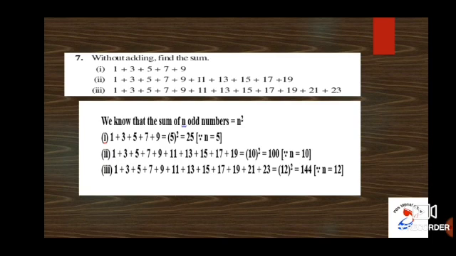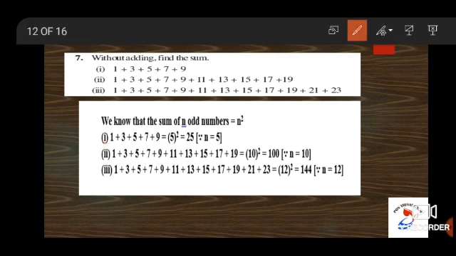We'll move on to the seventh problem. Without adding, you have to find the sum. It's again a very simple problem, children. You have to count the numbers. That is, how many numbers are there. That is 1 plus 3 plus 5 plus 7 plus 9. So here they have used 5 numbers.